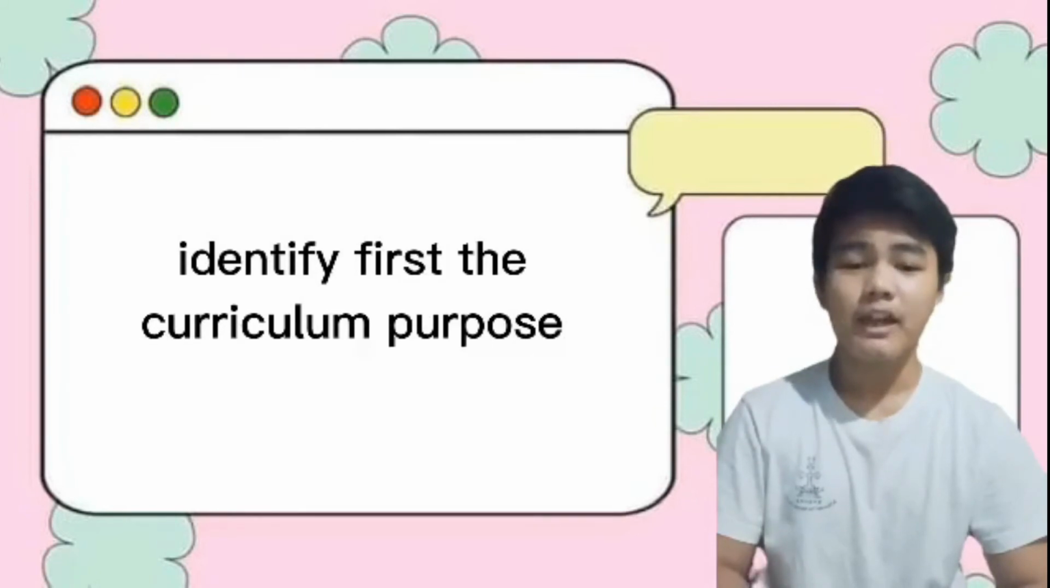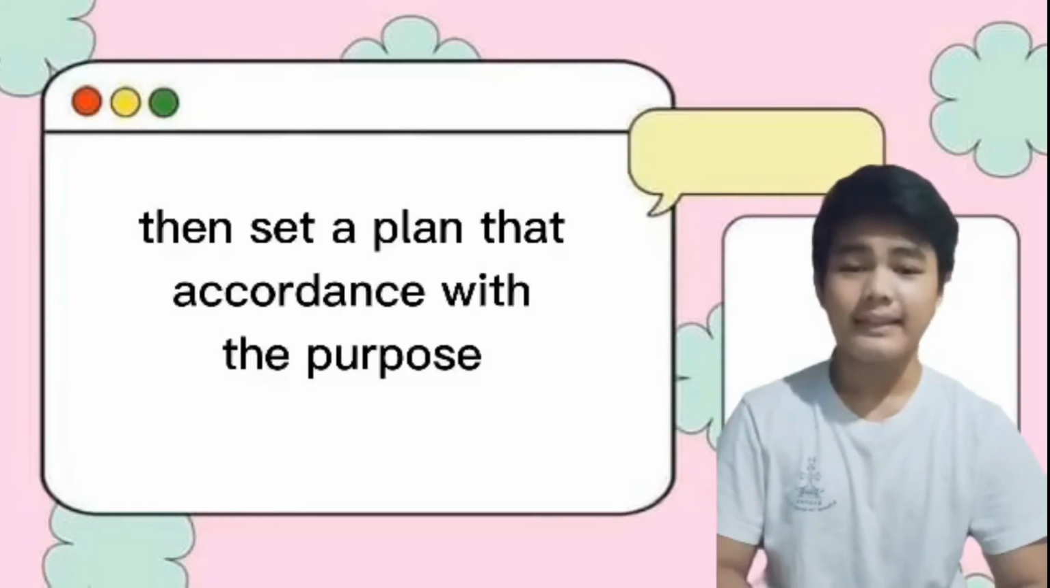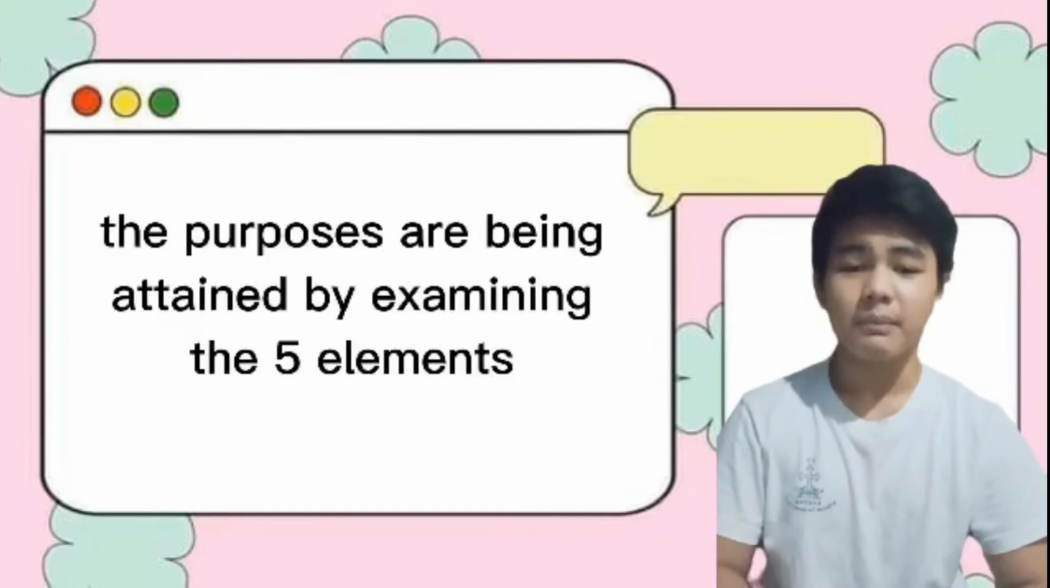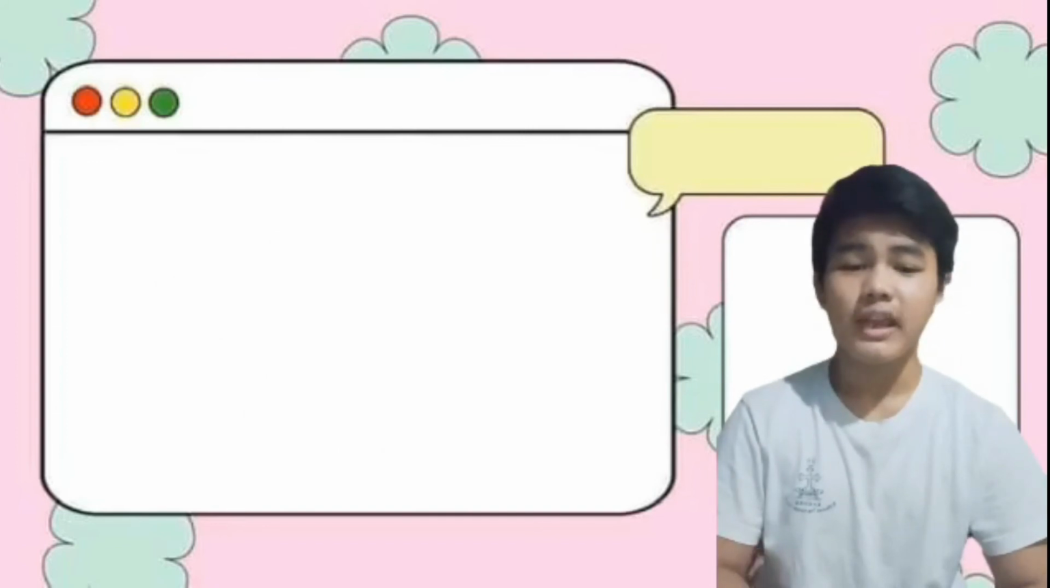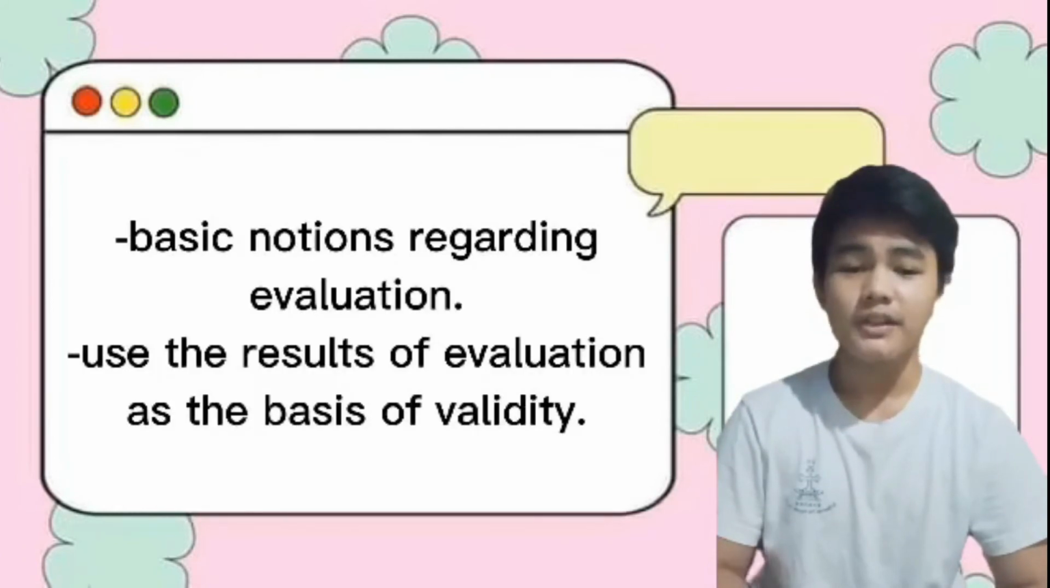Then, with that purpose presented, the curriculum developer will set a plan that aligns with the purposes. We can determine if the purposes are being attained by examining the 5 elements, which are the learners, life in the community, subject matter, philosophy, and psychology. We can also determine this by using basic notions regarding evaluation and using results of evaluation as the basis of validity.